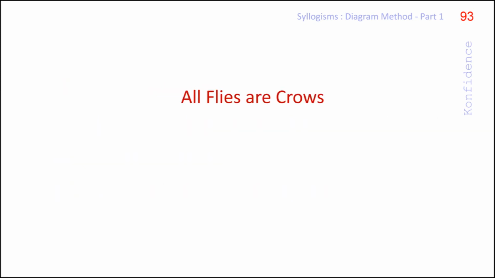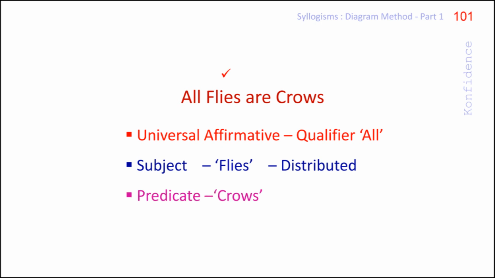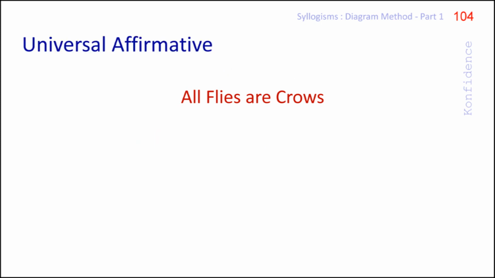All flies are crows is a universal affirmative statement because of the qualifier all. As per the distribution pattern for a universal affirmative statement, the subject flies is distributed, indicated by the tick mark, and the predicate crows is not distributed, indicated by the cross mark. If you look at the statement from a different perspective, here we are referring to the entire category of flies, and so that term is distributed. How do you know that we have referred to the entire category of flies? Look at it this way.